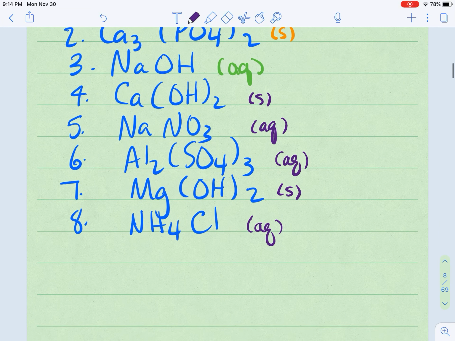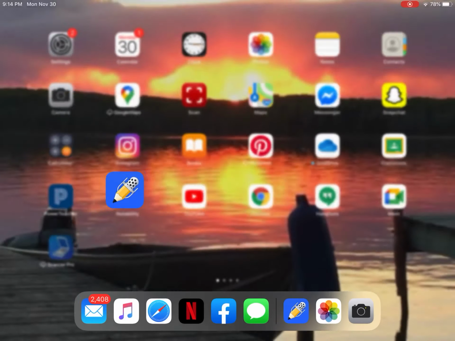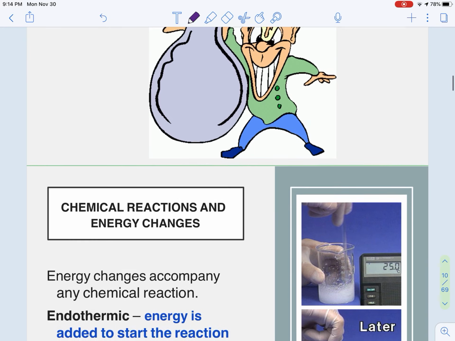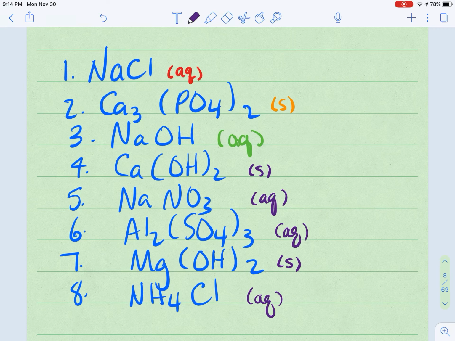That is our examples, guys, for using the solubility table, and you can practice with the practice page in your notes.